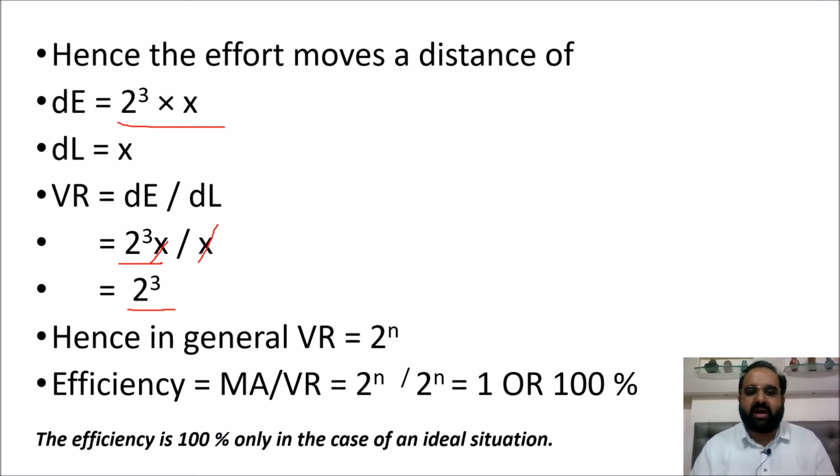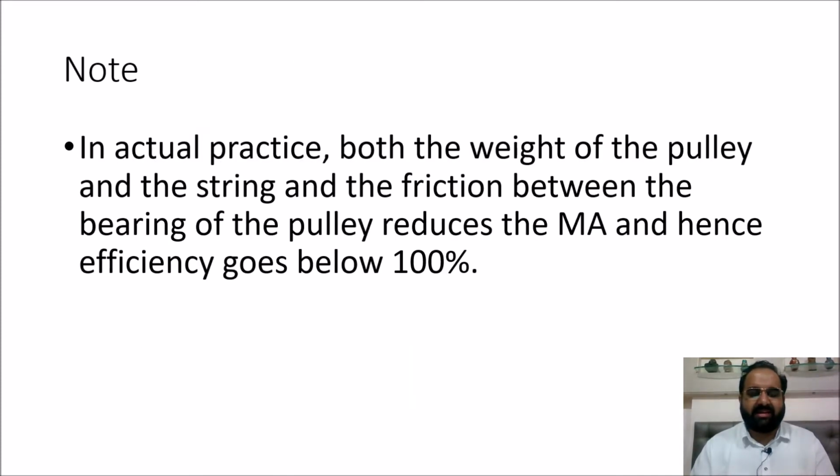So it is similar to the VR, that is nothing but 2 to the power n, and here I will repeat again, n is nothing but number of movable pulleys. So efficiency is MA upon VR, 2 to the power n upon n is 1 or 100%. Of course this is possible only in an ideal condition. So here with the note we will end our discussion.